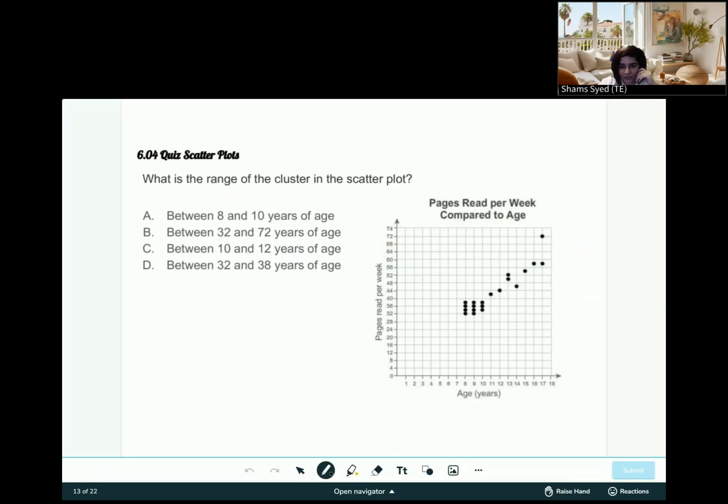Look at this one. They're again asking you for range. For range, you're looking at the y values. Look at where most of the data lies. It is easy for you to tell or no?